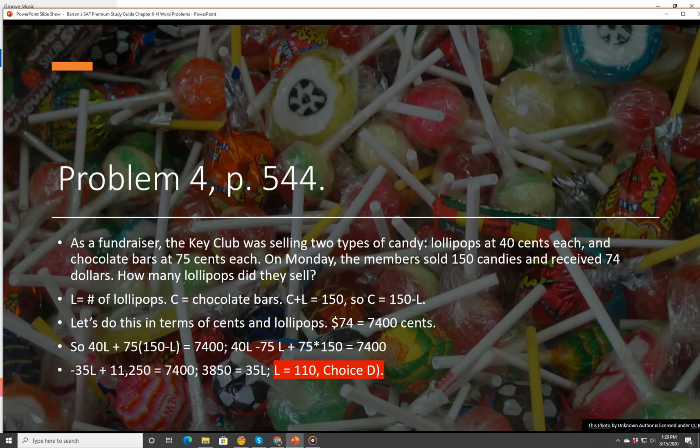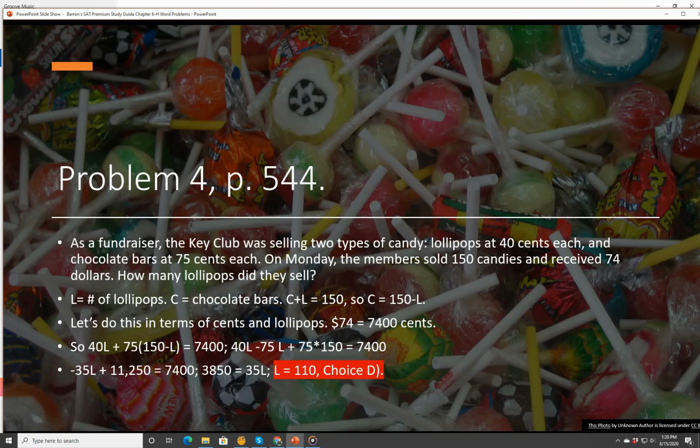Problem 4, page 544. As a fundraiser, the Key Club was selling 2 types of candy, lollipops at 40 cents each and chocolate bars at 75 cents each. On Monday, the members sold 150 candies and received $74. How many lollipops did they sell?